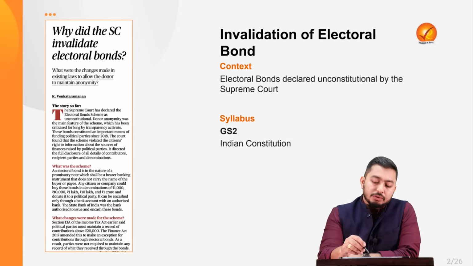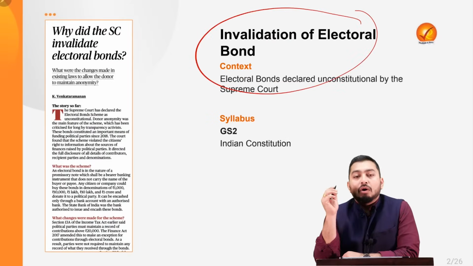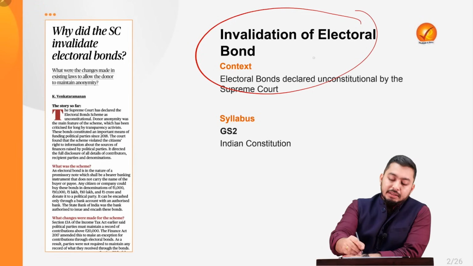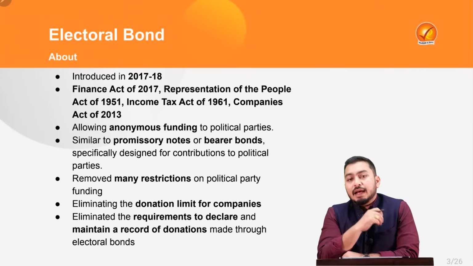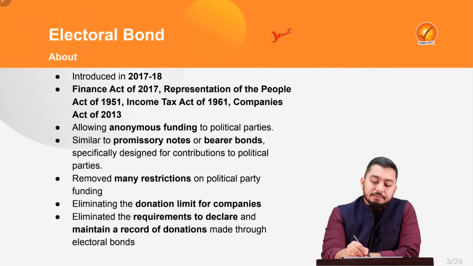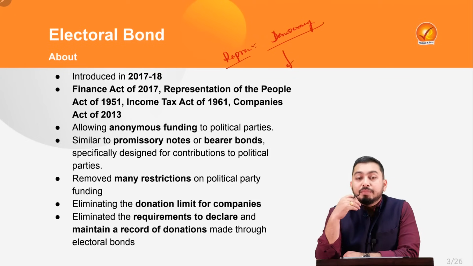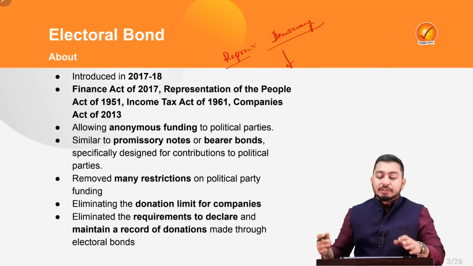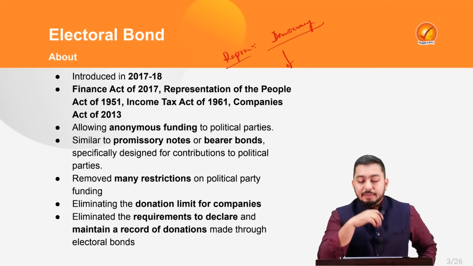Hello students. So this is the first article, that is the invalidation of electoral bonds. Now this invalidation has been done by the Supreme Court, which declared the electoral bonds as unconstitutional. Now please appreciate that we are a democracy. And which type of democracy are we? We are a representative type of democracy. That means our representatives will be elected. All of us will find one representative from our constituencies and that person will be elected.